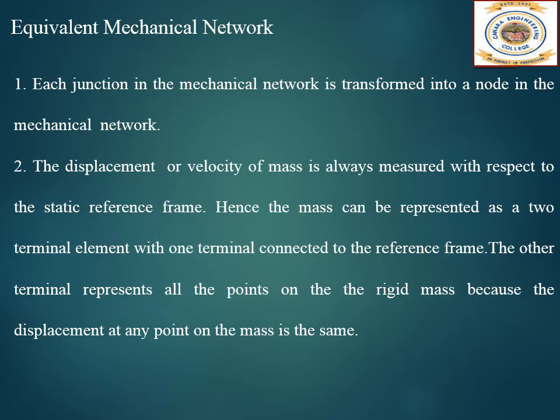So the procedure is, first each junction in the mechanical network is transformed into a node. The displacement or velocity of mass is always measured with respect to the static reference frame. Hence, the mass can be represented as a two-terminal element with one terminal connected to the reference frame. Always remember, mass is always connected between the particular node and the reference. The other terminal represents all the points on the rigid mass because the displacement at any point on the mass will be the same.